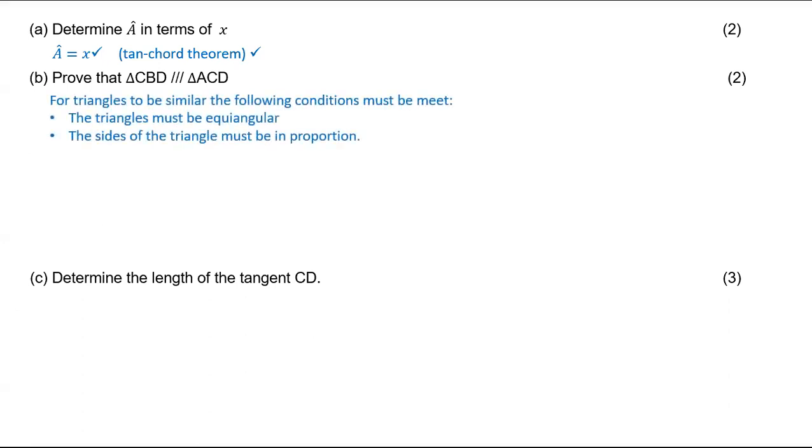Now, for triangles to be similar, the following conditions must be met. Either the triangles must be equiangular, meaning that all the angles in one triangle must be equal to all the other angles in the other triangle. At the same time, if the sides of the triangles are in proportion, then if one of these two conditions is met, we can conclude that the two triangles are similar. Obviously, the proportionality part will be a little bit tricky here, but when you look at these two triangles, this is what you can prove.